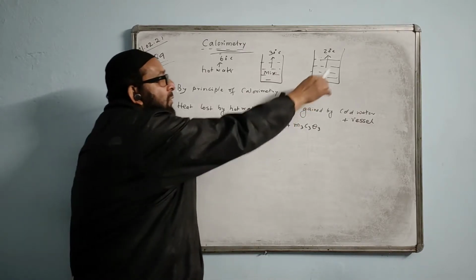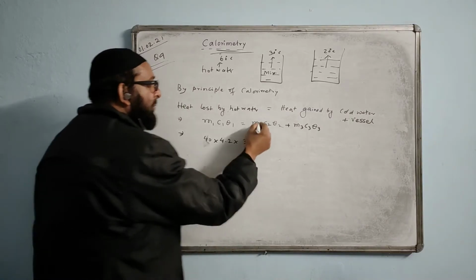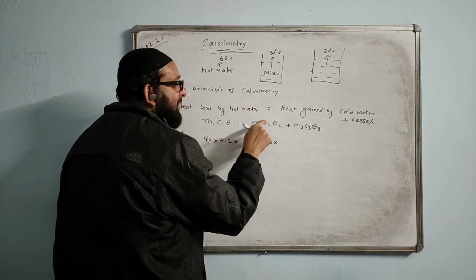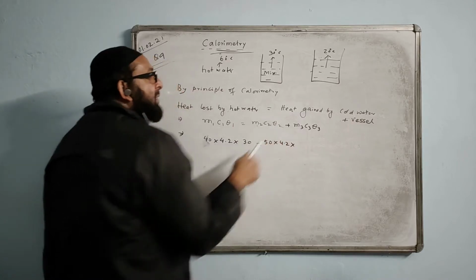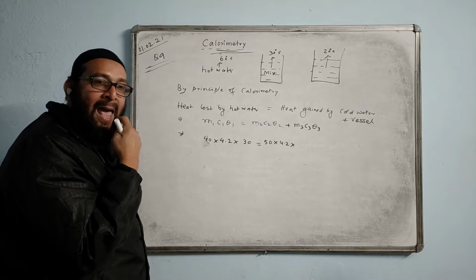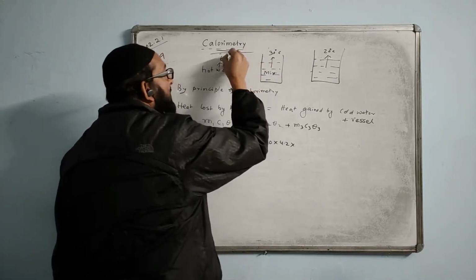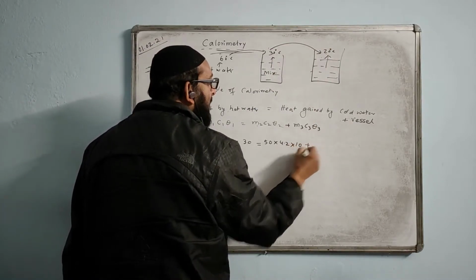Equal to, what is the mass of the cold water? The mass of the cold water given is 50 grams. I'll put the value, 50 grams, and c2, the specific capacity of water, is 4.2. Theta 2, what is the temperature difference for the cold water? Tell me. It is 10, this minus this: 30 minus 20, that comes to 10.